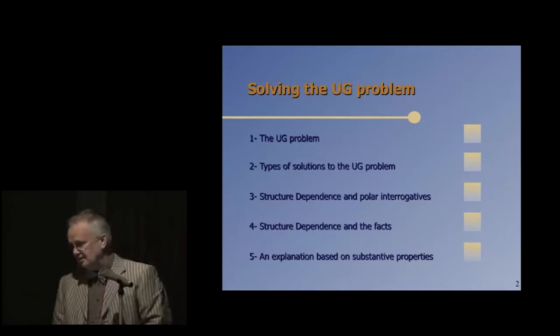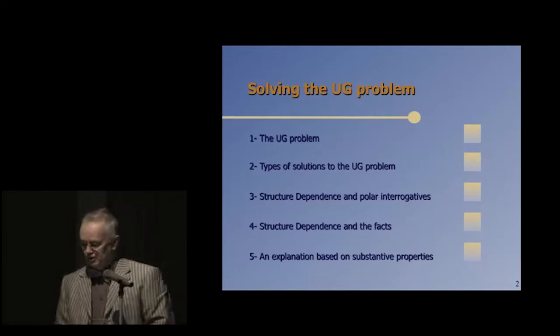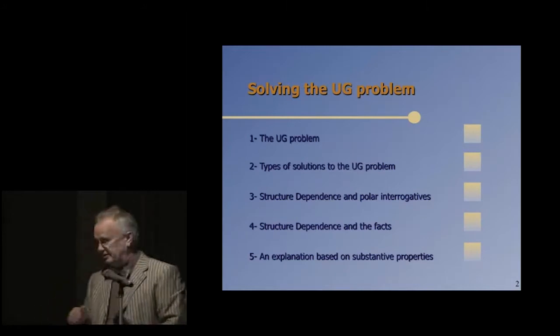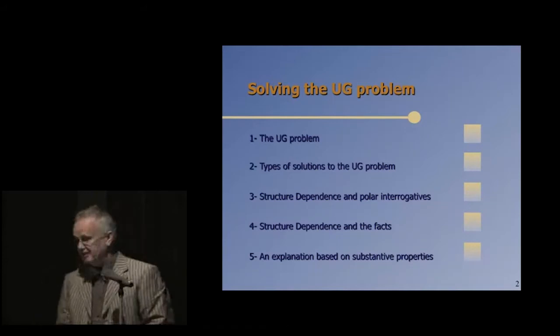I will then look at structure dependence and the facts in more detail to show that there are still things to complete there. And finally, I'll sum up with a different explanation of the facts, which will have for consequence that appeal to UG, as is usually done, will not be necessary, and we'll see that that's a good thing.